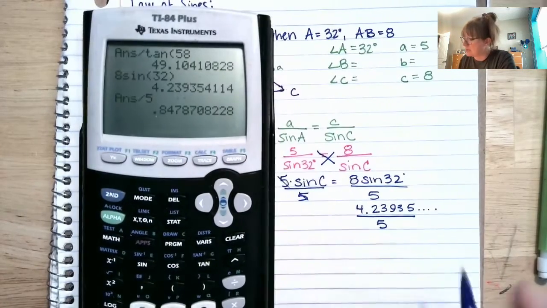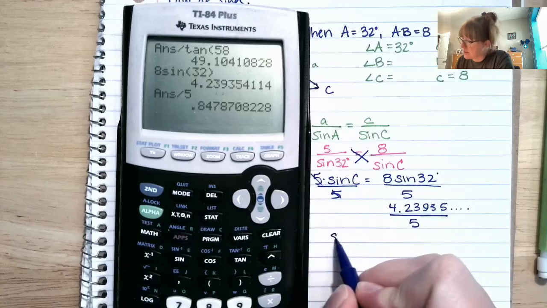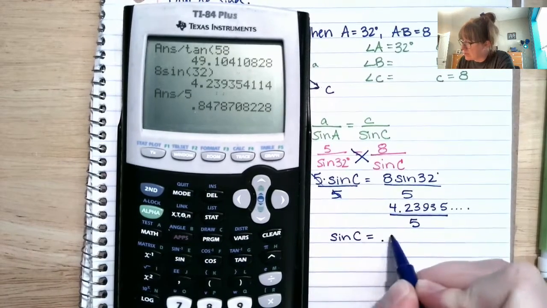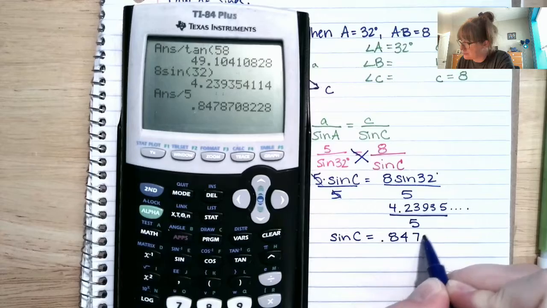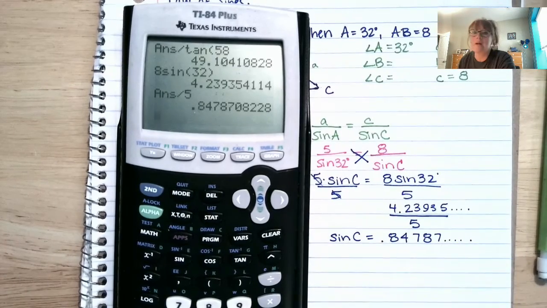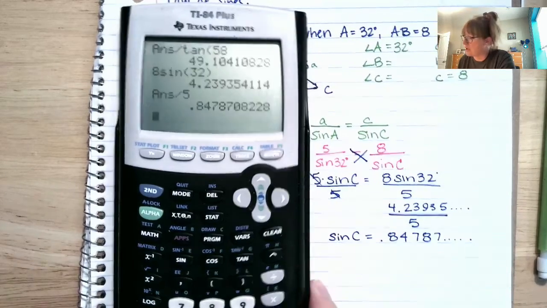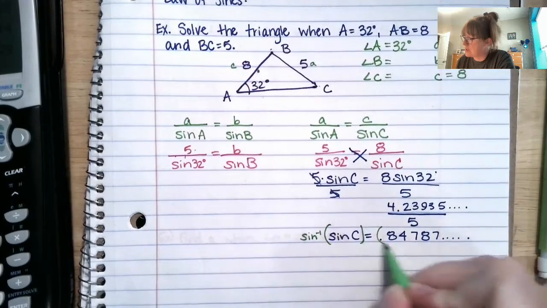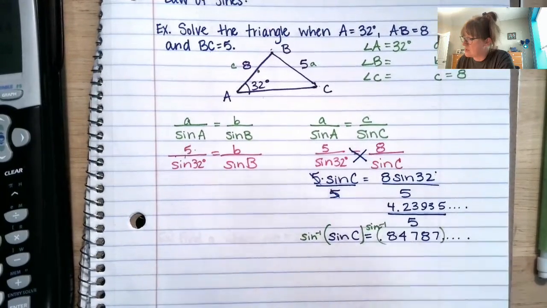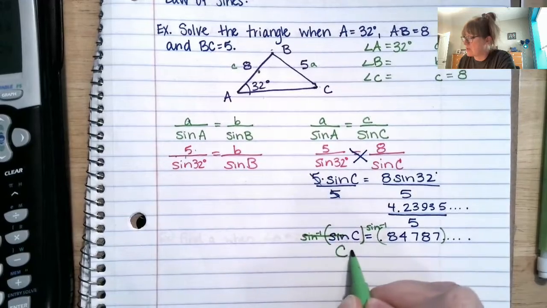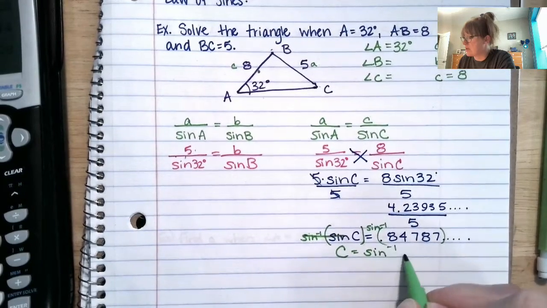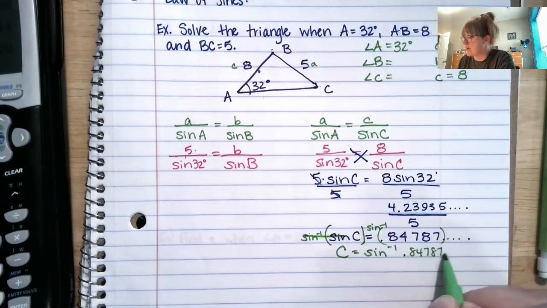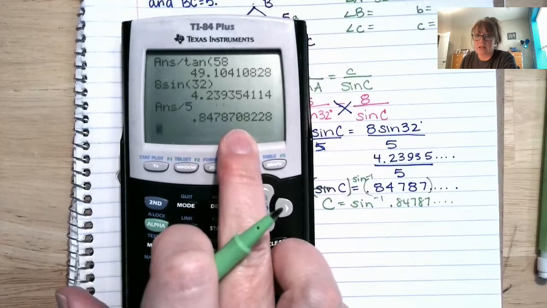So what's on the left side? Sine C is left on the left side, equals, on the right side, we have this. We need to solve for C, which we learned was doing inverse trig functions. So we take this and multiply by sine inverse, and this and multiply by sine inverse. The sines go away, and we're left with just a C. So we have sine inverse of 0.84787, and so on. This one, again, is our last answer we had in there.